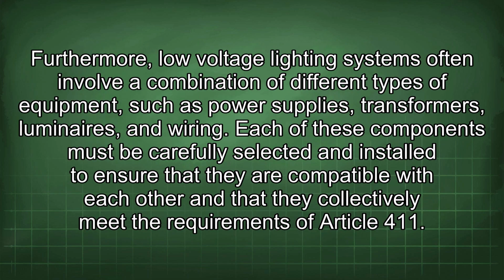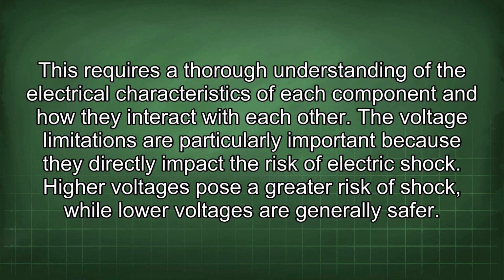Furthermore, low-voltage lighting systems often involve a combination of different types of equipment, such as power supplies, transformers, luminaires, and wiring. Each of these components must be carefully selected and installed to ensure that they are compatible with each other and that they collectively meet the requirements of Article 411. This requires a thorough understanding of the electrical characteristics of each component and how they interact with each other.